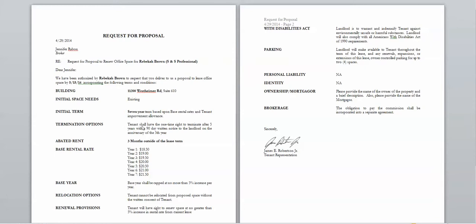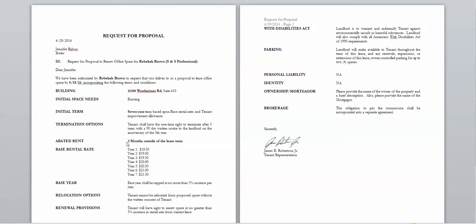As far as termination options, if you're squeamish about committing for 7 years, we're asking for a right to terminate after 5 years with a 90-day written notice to the landlord. So essentially, it's a 5-year lease, but you have 7 years that you can roll into if you choose.